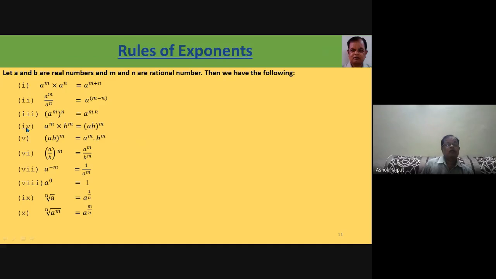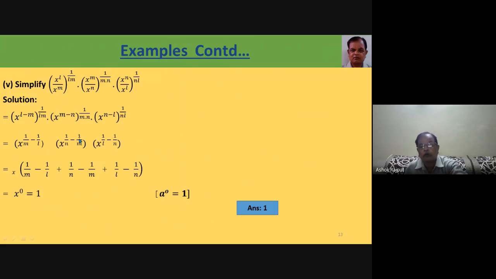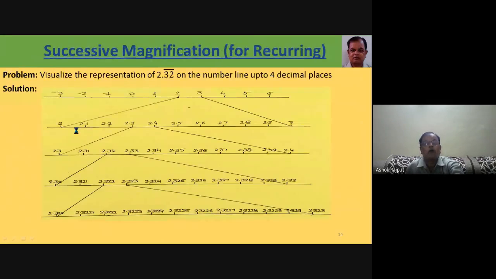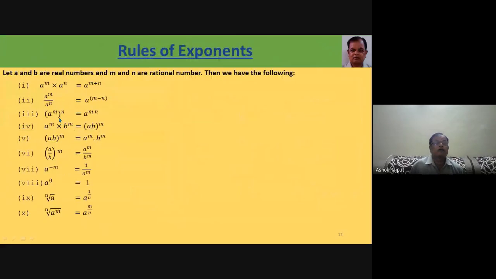Now, on the next, a raised to the power m and b raised to the power m. Here the power is the same and the bases are different, so we can take the power as common, a into b raised to the power m. Here it is written that if we have such types of a into b raised to the power m, then we can write this separately, a raised to the power m into b raised to the power m. So a b raised to the power m equals a raised to the power m into b raised to the power m.